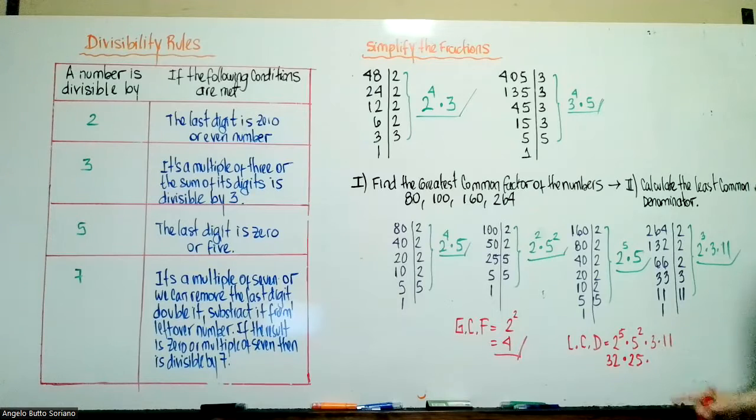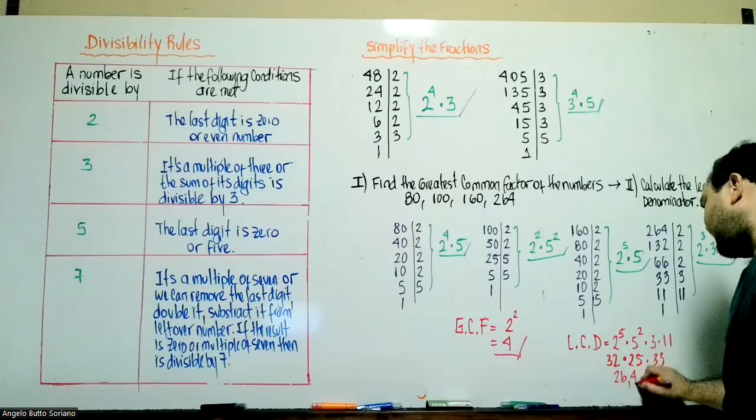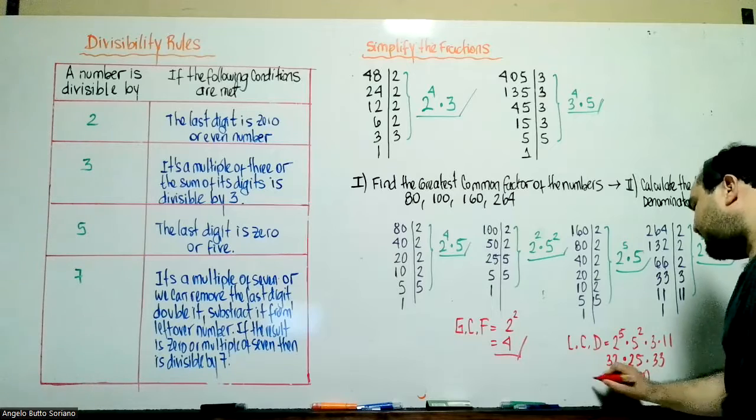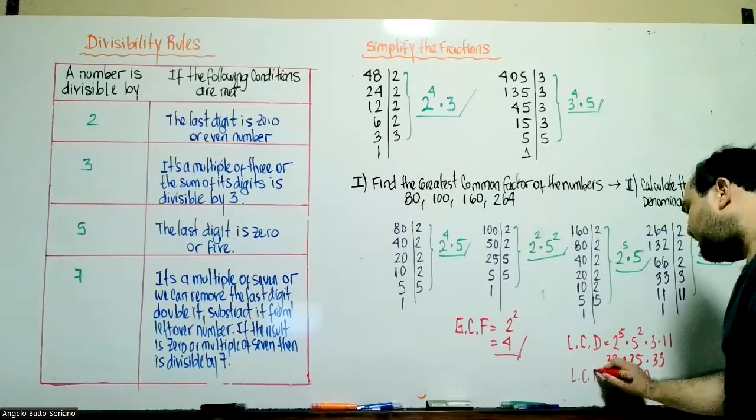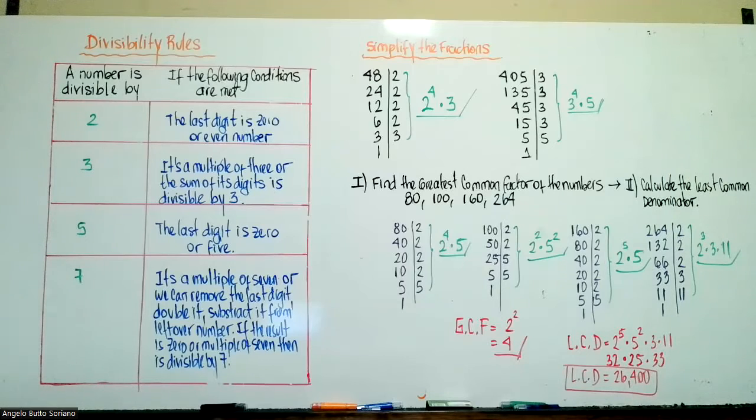And to simplify these two numbers, 3 multiplied by 11 will be 33. Okay. And finally, you can multiply the 3 numbers, 32 times 25 times 33. The answer will be 26,400. 26,400, and this is going to be the least common denominator. Okay. Is the solution set?